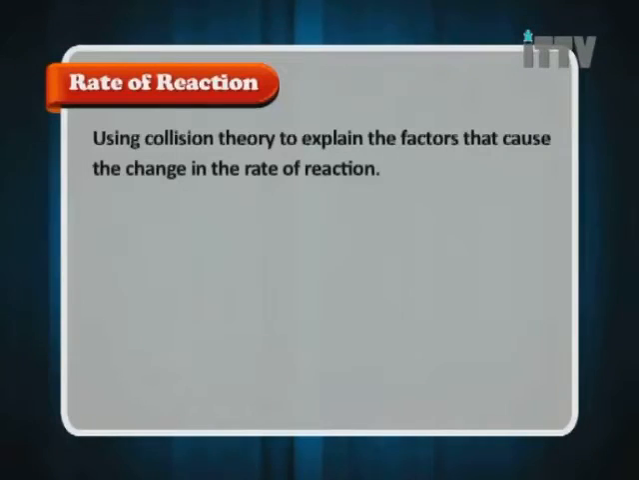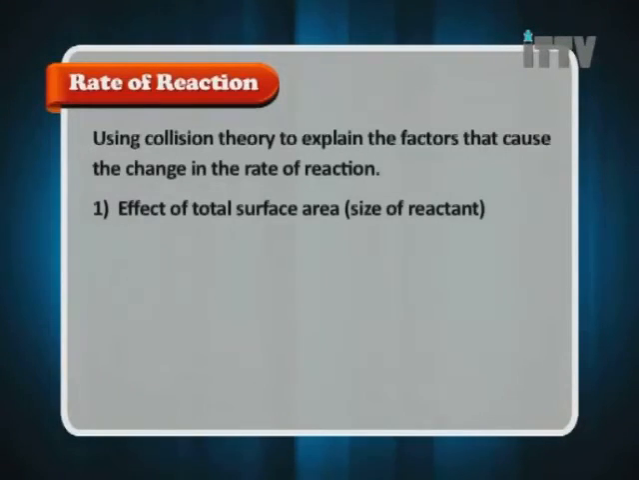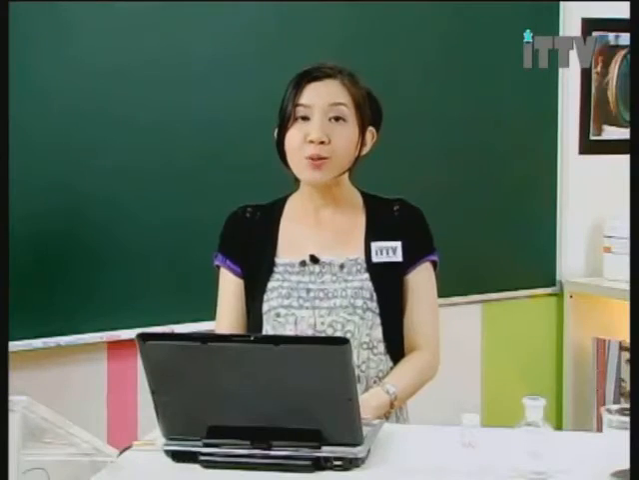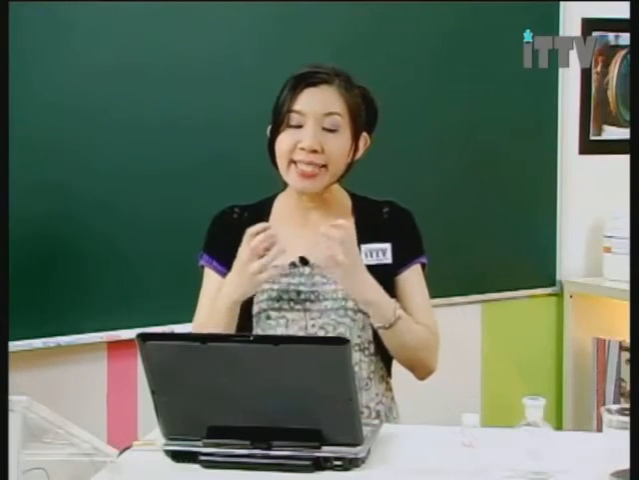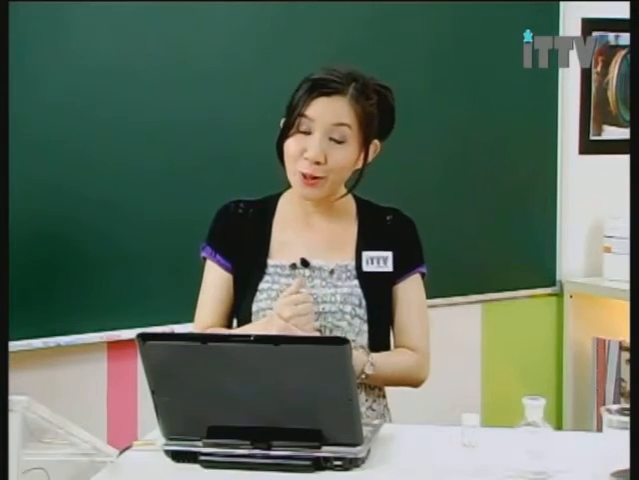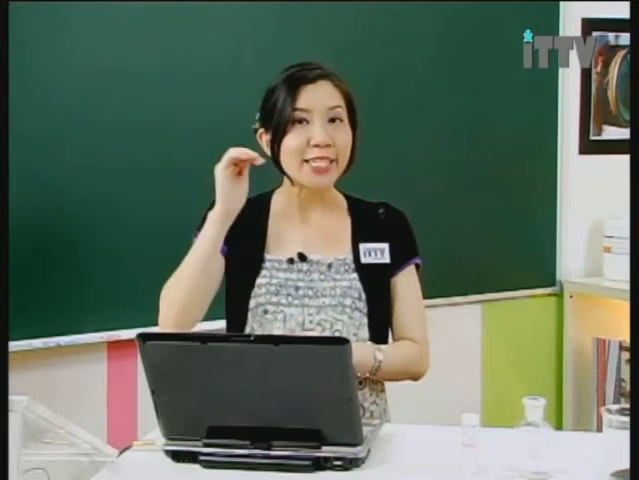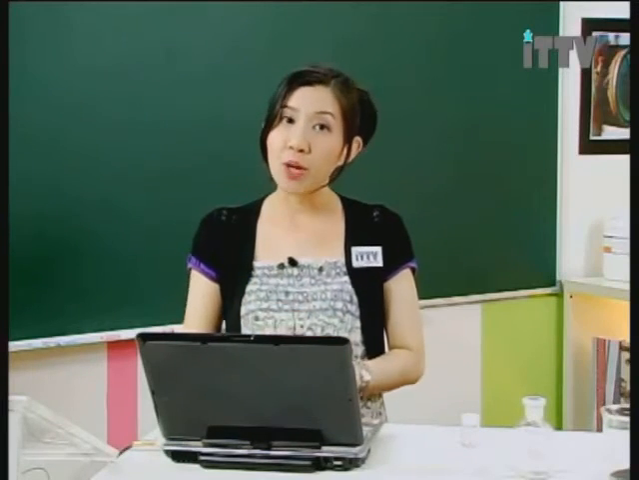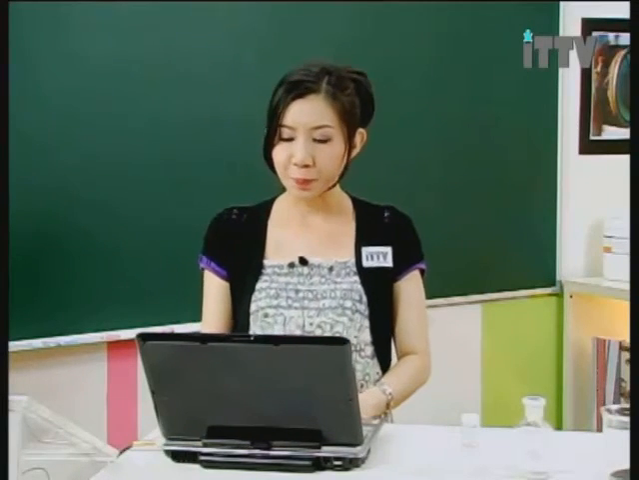Now, firstly, with the factor of total surface area. For example, in this picture, you can notice that the marble chips are large, and powdered marble will actually have higher total surface area. Because we know that the bigger the size of a reactant, the smaller the total surface area. The smaller the total surface area, the lower the rate of reaction.